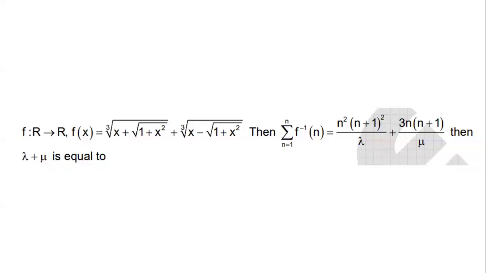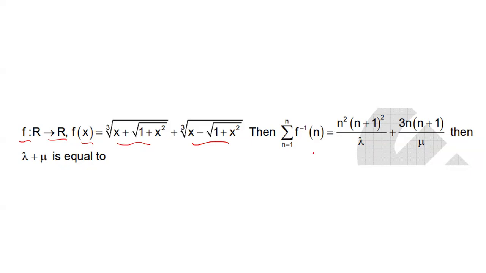So hello guys, in this video we are going to solve this problem. In this problem it is given that we have a function f from R to R, and we can write f of x in this way: cube root of x plus root of 1 plus x square, plus cube root of x minus root of 1 plus x square.